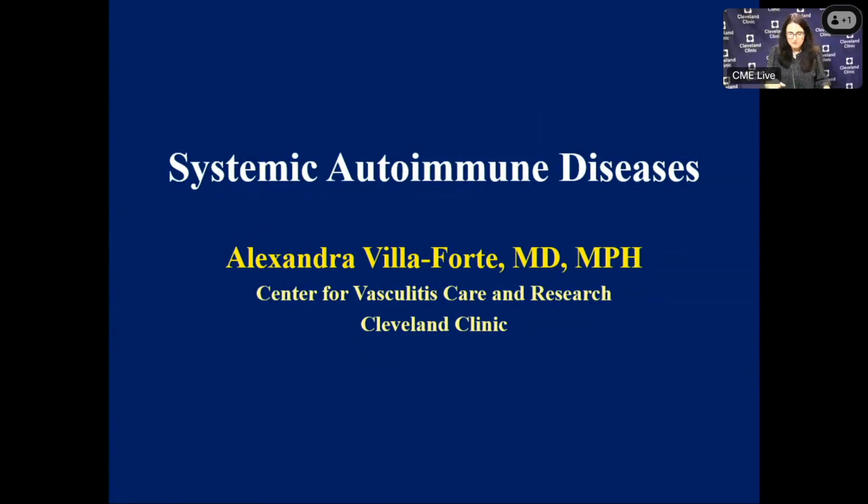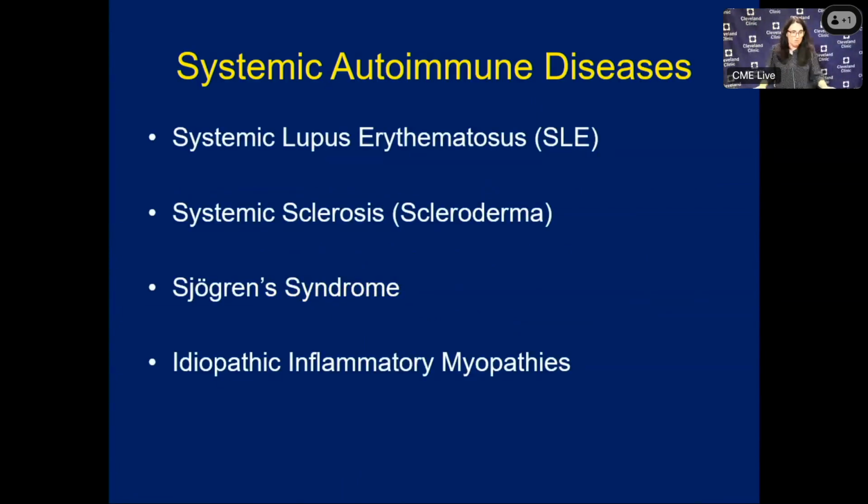Thank you. Good morning, everyone. Over the next hour or so, we're going to discuss some of the most important systemic autoimmune diseases in rheumatology. These are systemic lupus erythematosus, systemic sclerosis, Sjogren's syndrome, and idiopathic inflammatory myopathies. I'll try to highlight the most important points about each of these conditions through questions throughout the talk.